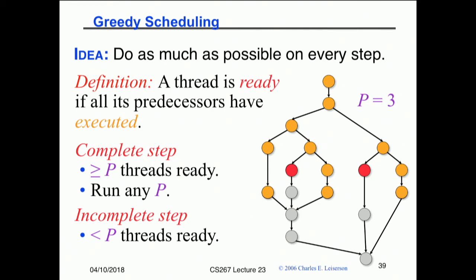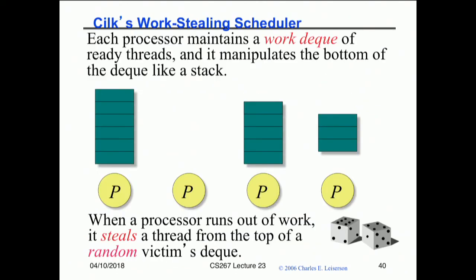Whenever there's a point in the execution, you've got some number of threads that are ready to execute. You'll run any P of them. So the runtime system has flexibility in terms of which ones to execute, and that will actually allow it to continue executing down a branch until it gets to a point where, like this yellow one, it has to stop here because this next node is not ready. So when the execution gets here, it will have to go and steal some work from another place. And there's an incomplete step when there aren't that many threads left to execute, in which case you just run all of them.